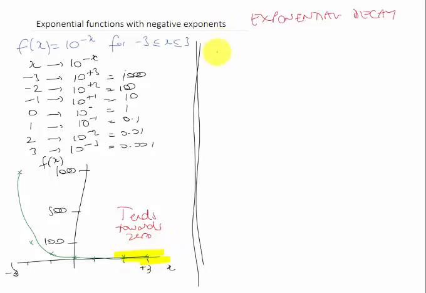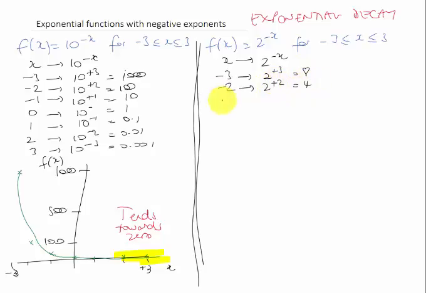Right, now a second example. How about 2 to the power minus x? So for that same set of numbers, for every x we get 2 to the power minus x. Minus 3 gives us 2 to the power plus 3, which is 8. Minus 2 gives us 2 to the power plus 2, which is 4. Minus 1, 2 to the power plus 1, 2. 0 gives us 2 to the power 0. Anything to the power 0 is 1.